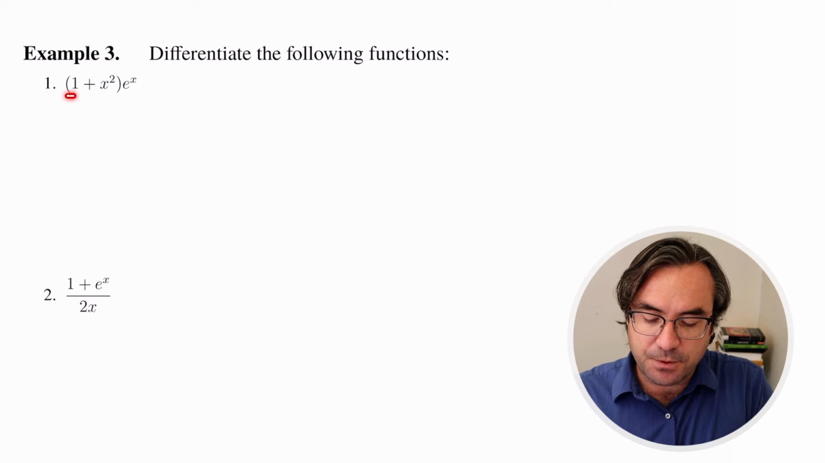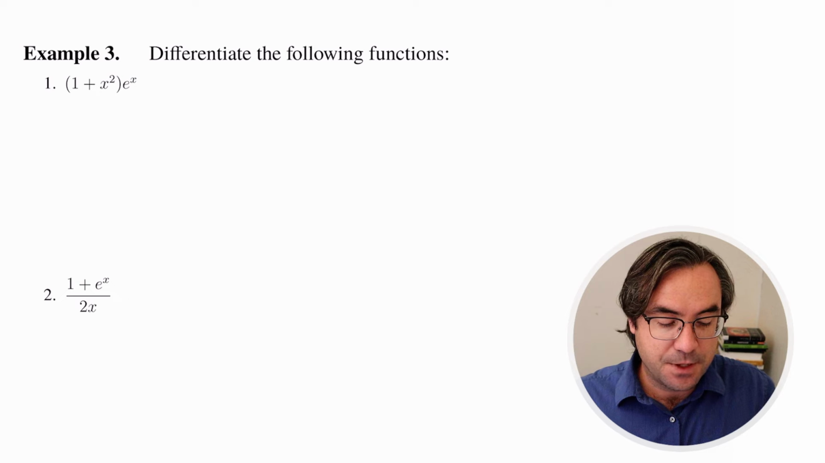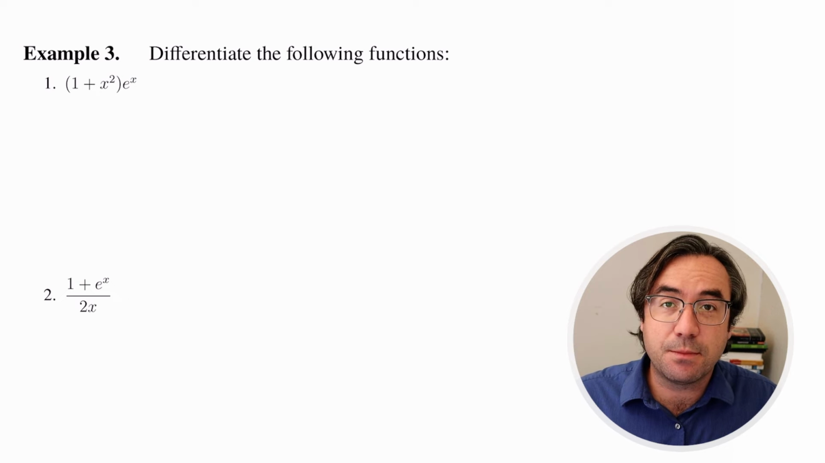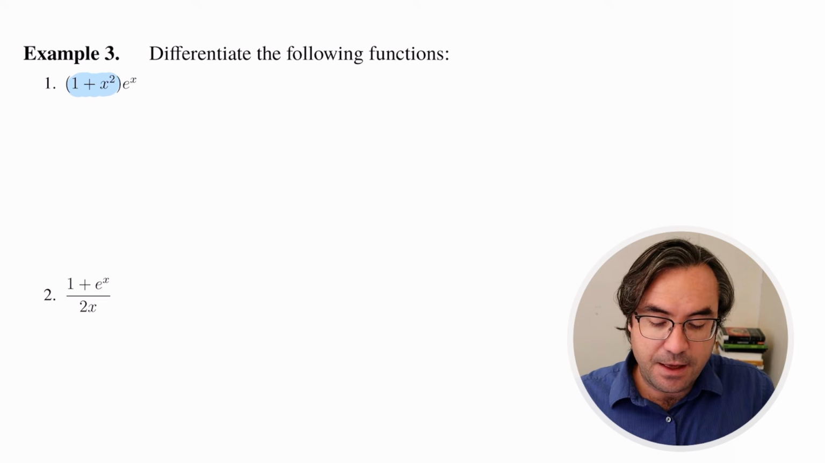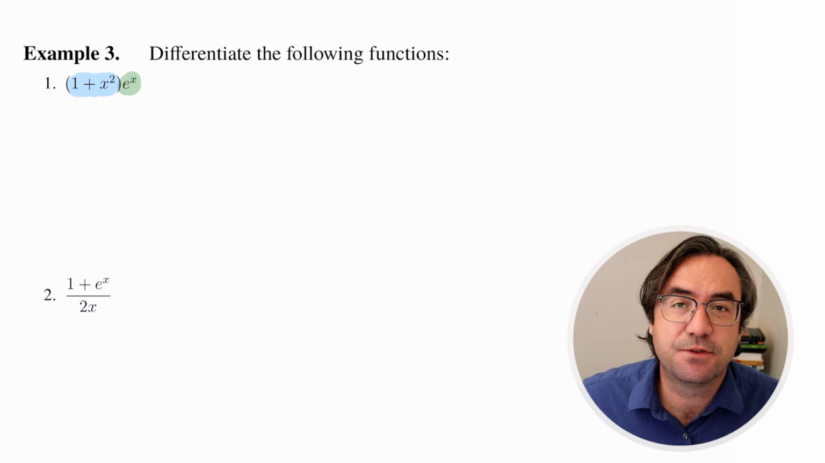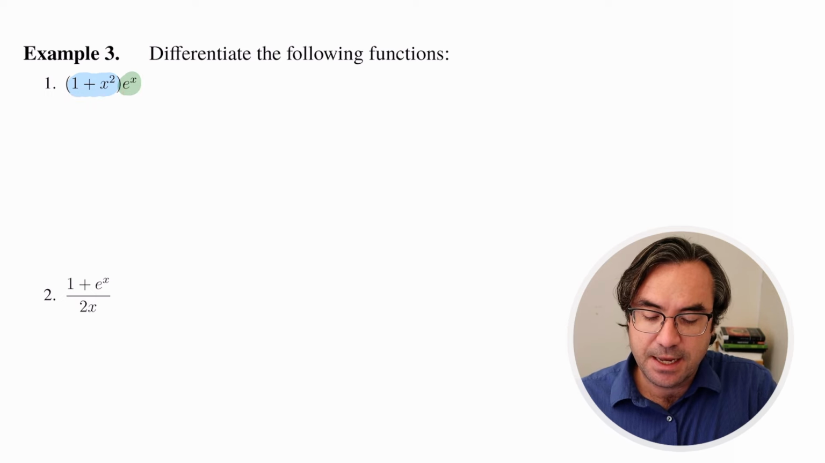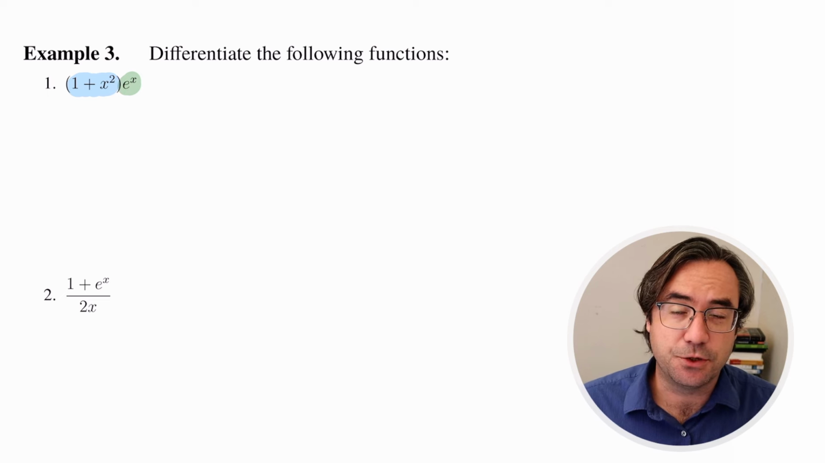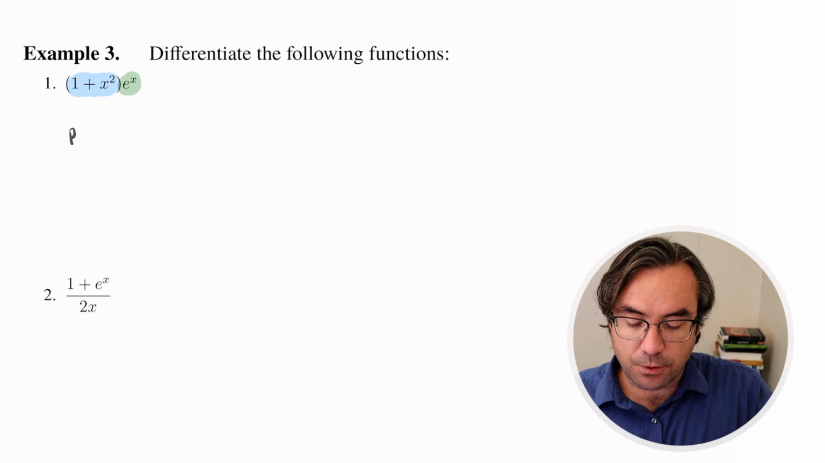So let's look at the first one. We have 1 plus x squared times e to the x. Even though it's not written, there is some multiplication here. So we've got some variable stuff here, and then we're multiplying, and then we've got some variable stuff here. So we've got x terms in two spots, and we're multiplying in between the two. So for this one, we're going to use product rule.